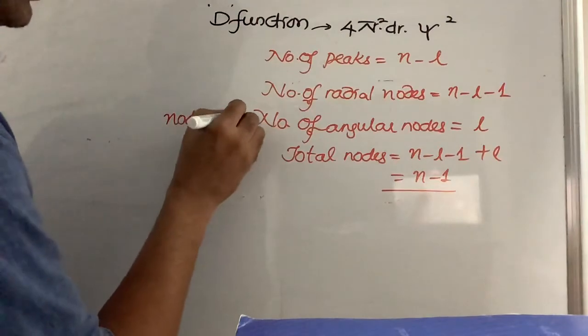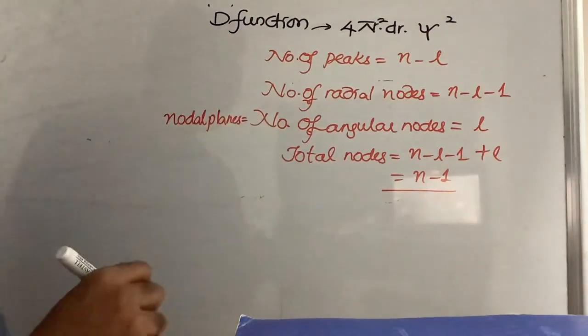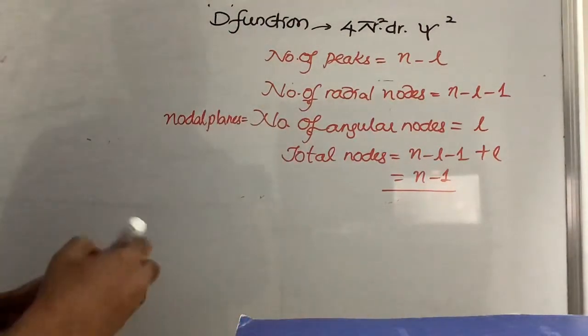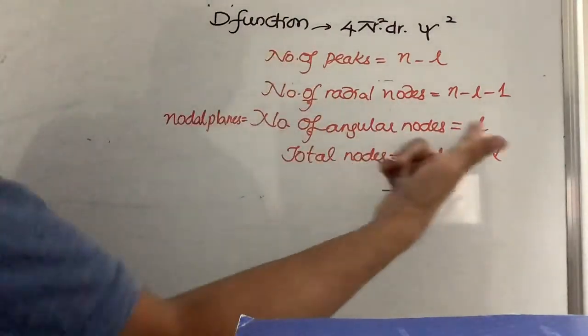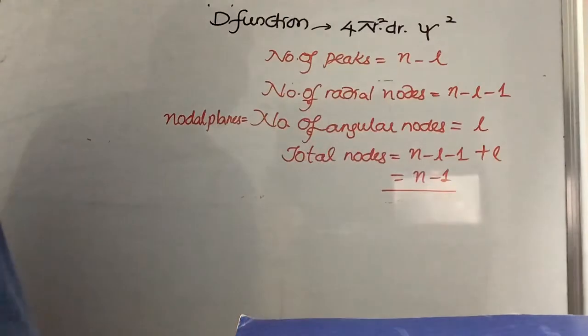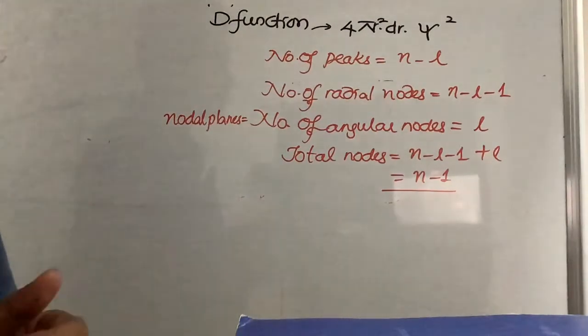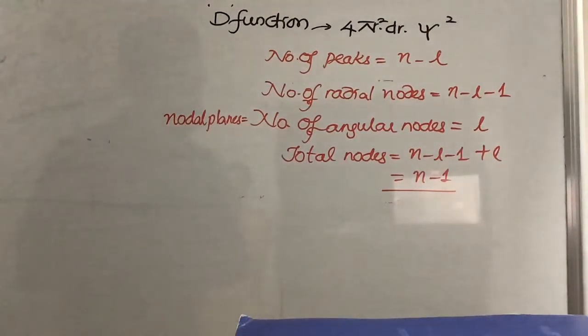For s orbital, no nodal planes. For p orbital, one nodal plane. For d orbital, two nodal planes. That again we are saying in terms of L only. Nodal planes are the number of angular nodes, L; number of radial nodes, n minus L minus 1; number of peaks, n minus L. Total number of nodes is n minus L minus 1 plus L, that means n minus 1. I'll give you one more graph. Just wait for a moment.